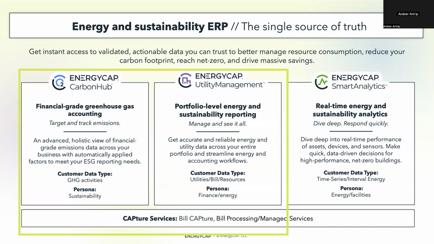The two tools that I will highlight today in our platform are Carbon Hub, which is our carbon accounting platform, and Utility Management, which is our utility bill data platform. The two of these tools work really well together for a streamlined, financial grade, auditable emissions reporting use case.